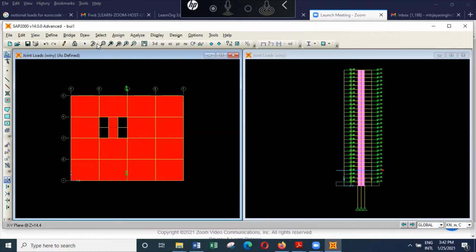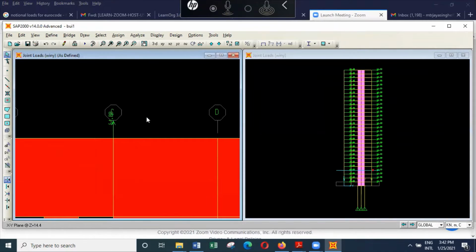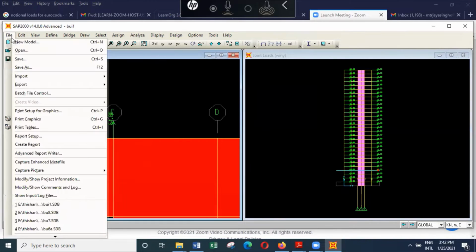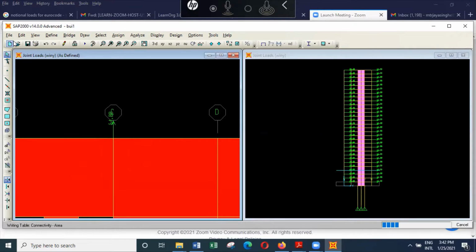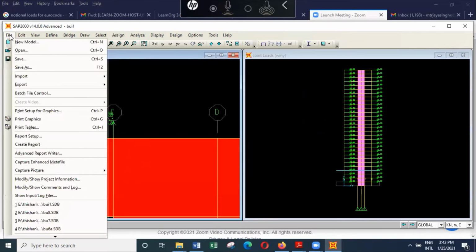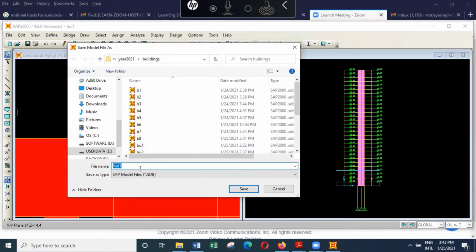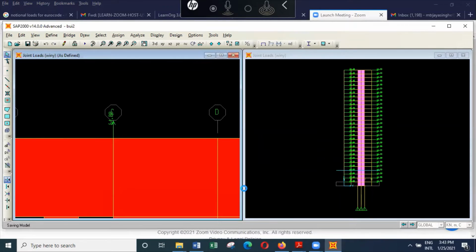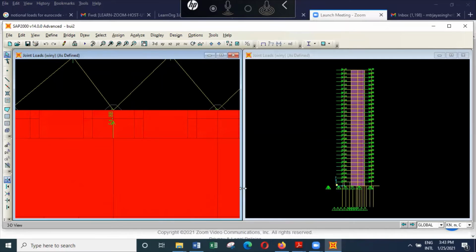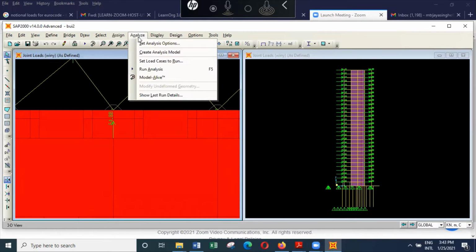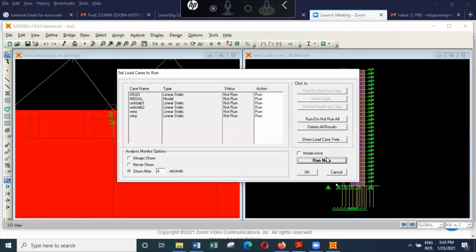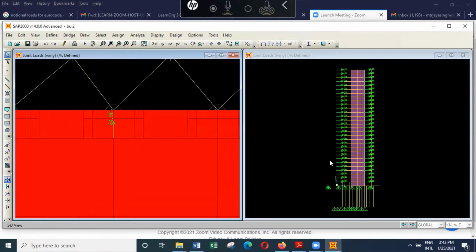So you can see the wind loads that are acting on the structure. So we save it, save as 2. So with all these loads, now we can see what's happening to the pile loads.